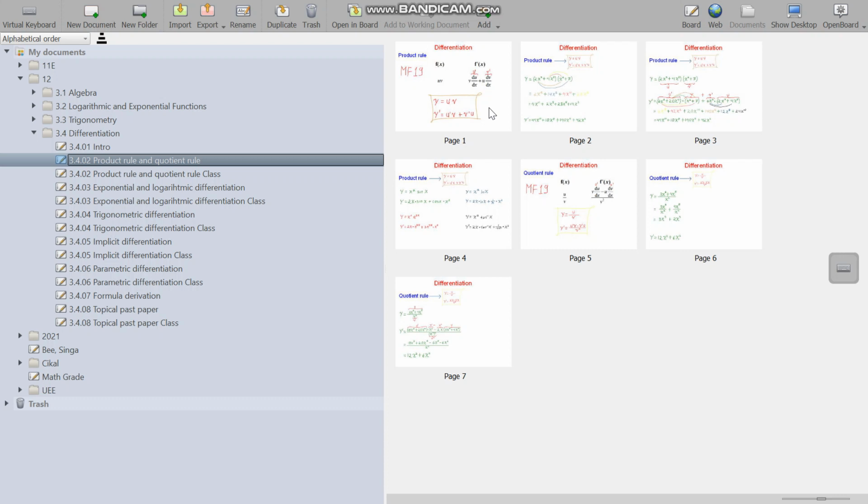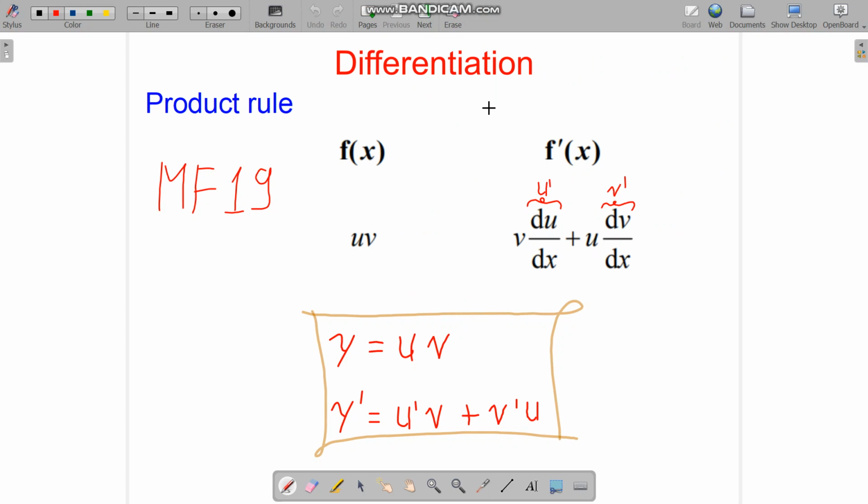This video is about the product rule and the quotient rule. In the MF19 we have this formula. The du/dx is u prime, the dv/dx is v prime. So the formula, if we have y equals u times v, the y prime is u prime v plus v prime u.